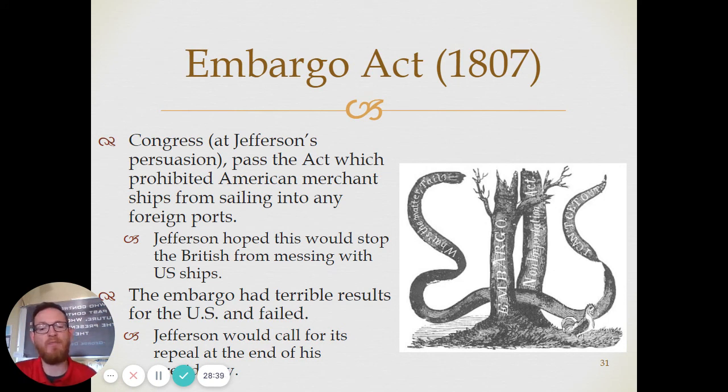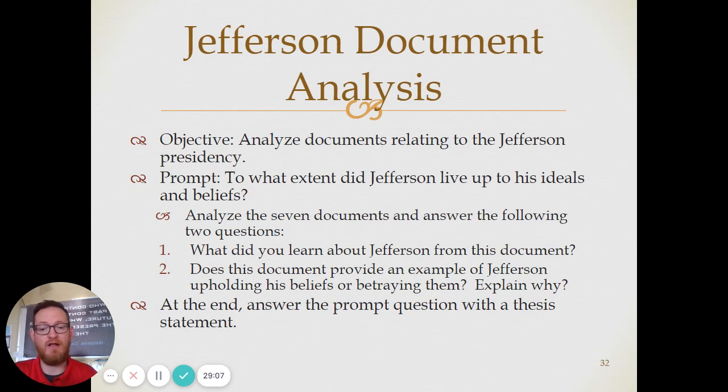This would fail, and after the time of its implementation, you actually see that Jefferson would call for a repeal of this act at the end of his presidency, because, again, it absolutely did not work, and it hurt the U.S. economy, because if you think about it, that pretty much left us with having no one to trade with during this time. Jefferson thought it would put enough pressure on Britain and France that they would stop messing with our ships, especially Great Britain. Unfortunately, it did not do that.